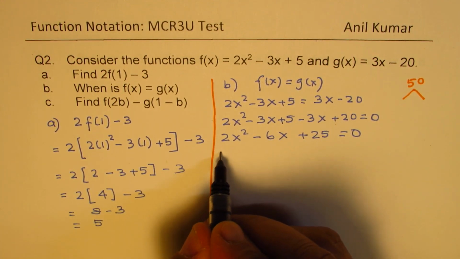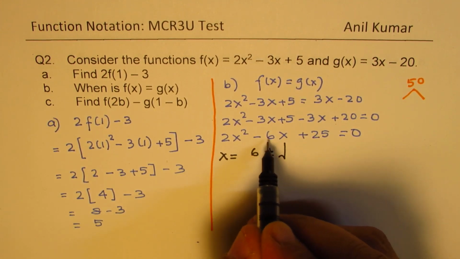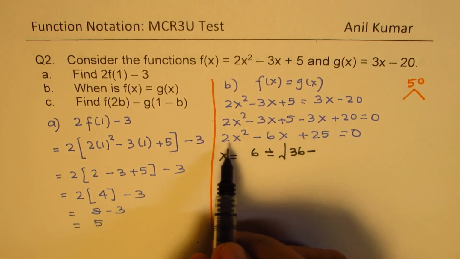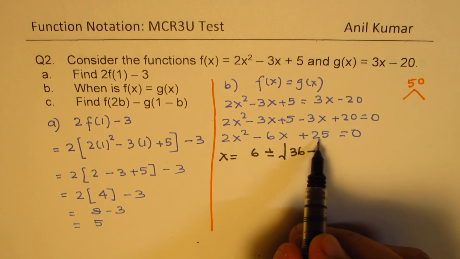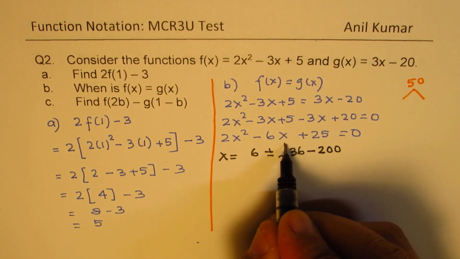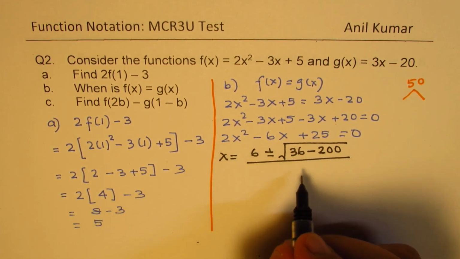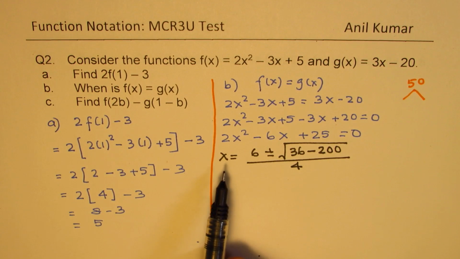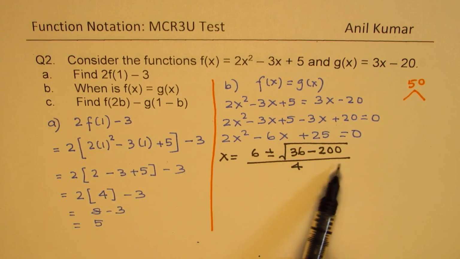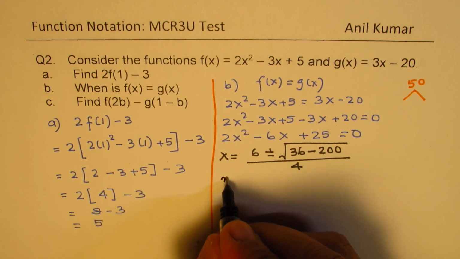So we can say x is equals to minus b, which is 6, plus minus square root of b squared, which is 36, minus 4ac. So 4 times 25 is 100. 100 times 2 is 200. So 200 over 2 times a, which is 4, right? So we get a value which is x equals to 6 plus minus. Now within the square root we have something which is negative, and therefore we have no solution.